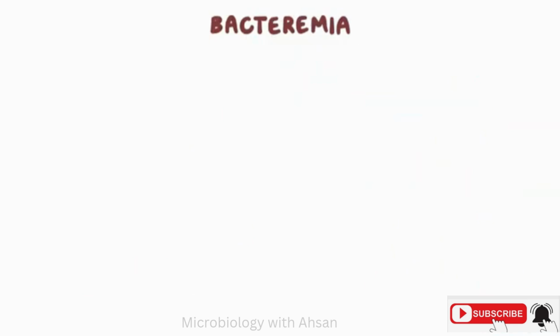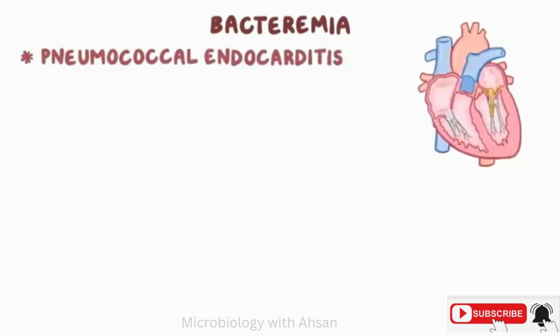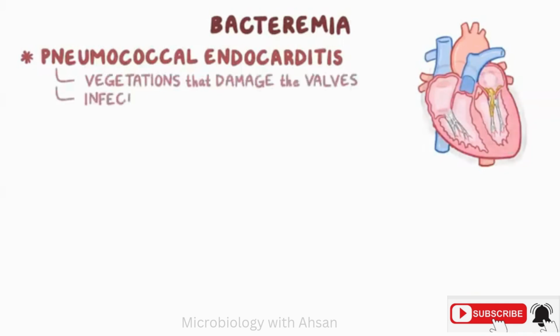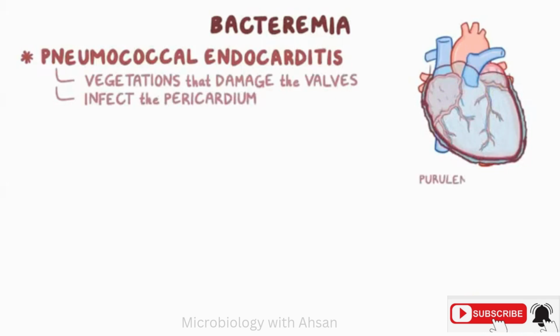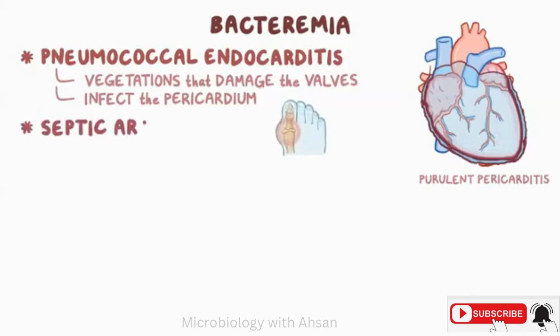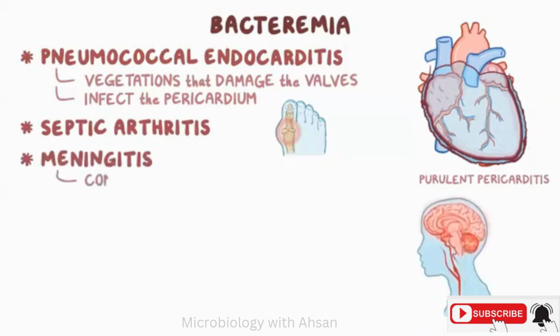Strep pneumoniae can also cause pneumococcal endocarditis, forming clumps called vegetations that damage the valves. It can also infect the pericardium, resulting in purulent pericarditis, which is where pus collects in the pericardial sac. Strep pneumoniae can also spread to a joint, resulting in septic arthritis. Or it can cross the blood-brain barrier and cause meningitis as a complication of bacteremia, rather than invading directly as part of a primary disease.